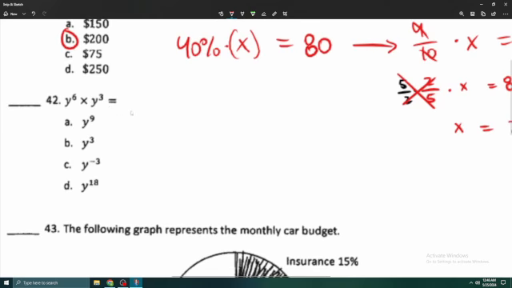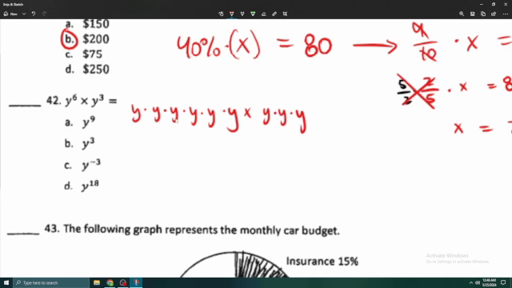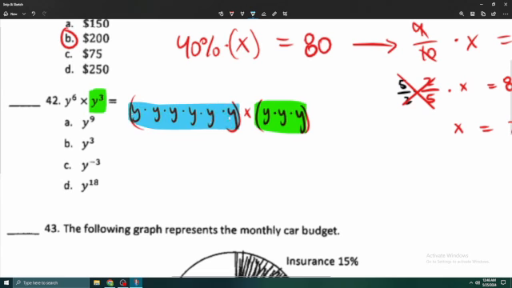This one's just going to be a pain. Y times Y times Y times Y times Y is Y times Y times Y times Y. There's Y to the 6th. There's Y to the 3rd. How many Y's are there? 1, 2, 3, 4, 5, 6, 7, 8, 9. Y to the 9th.